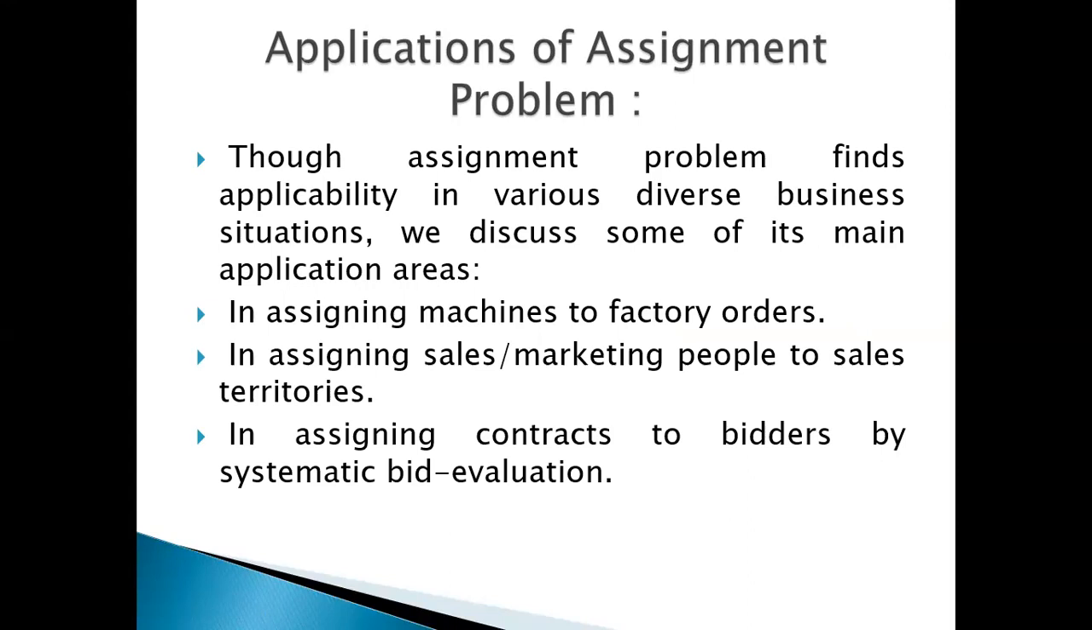Then assigning the contract to various bidders for tender bid evaluation. See here, if there are two competitors, which competitor is able to propose the minimum cost budget for receiving the tender. So we have to assign which competitor is ready to give the least cost budget for getting the tender. So for that purpose, the assignment problem is well suited. These are the different areas of business application as given here.